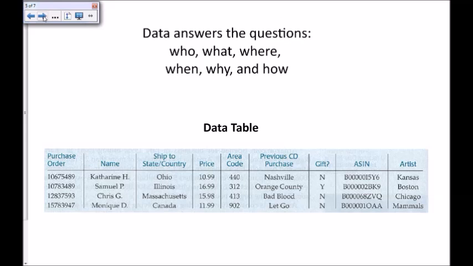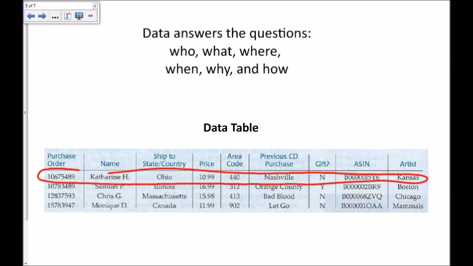At the bottom here is a data table, and we'll look at things like this occasionally throughout the year. But data answers the questions who, what, where, when, why, and how. So if you look at a single subject or something in the population, that answers the question of who, Catherine H., and what she purchased previously and where she lives, and some of those questions are answered from this data table. Not all of them. We don't know why she purchased it or how she purchased it, but data answers those questions of who, what, where, when, why, and how.